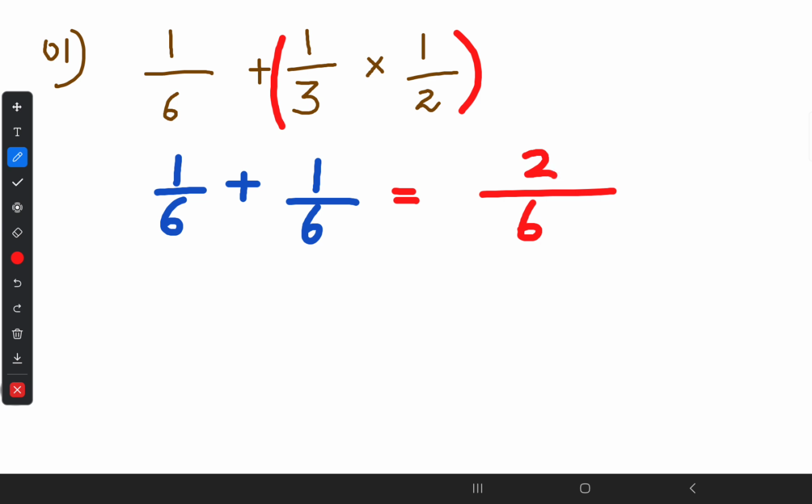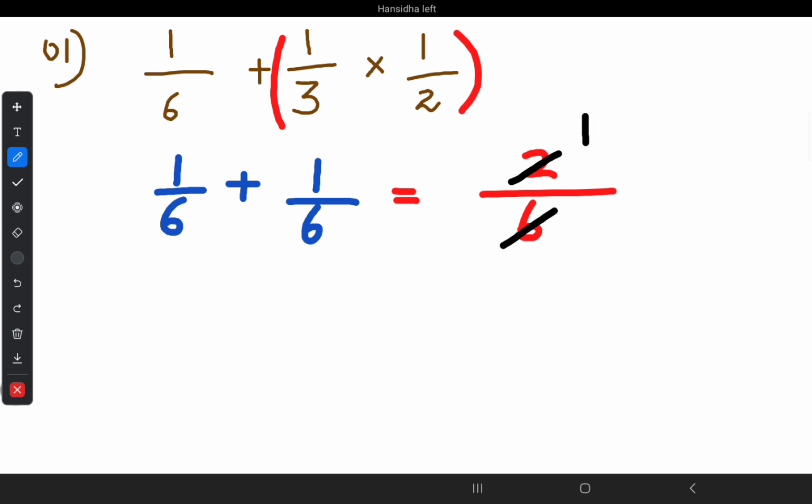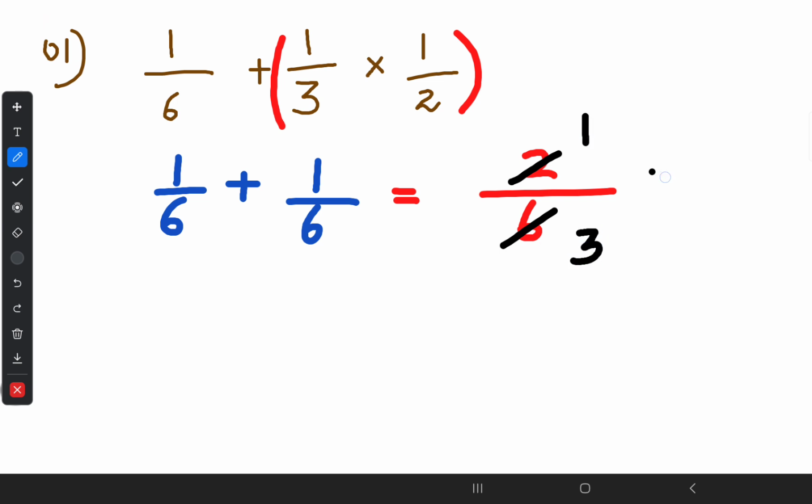And you should practice one more thing. You cannot keep the fraction as it is. If you have a proper fraction and it is possible to simplify, you should simplify that fraction. If it was an improper fraction, you should make it a mixed fraction. So here we can simplify this by using number 2. 1 and here 3 twos are 6. So 1 upon 3 would be the final answer.